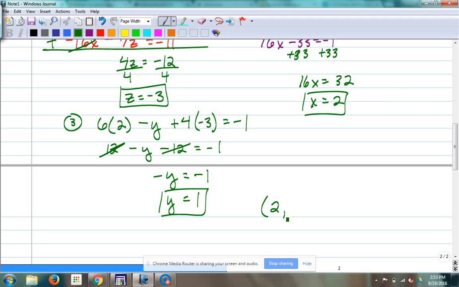Ordered triple, x, y, and z: 2, 1, and negative 3. We got 3 variables, so we have an ordered triple is what that's called.